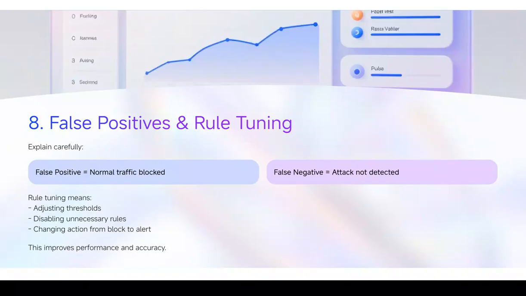What is rule tuning? Rule tuning means adjusting rules to improve accuracy. For example, if a rule blocks too much normal traffic, it can be modified or changed to alert mode. This helps reduce false positives.